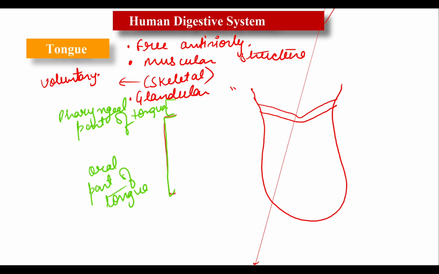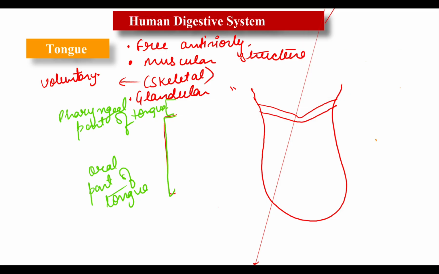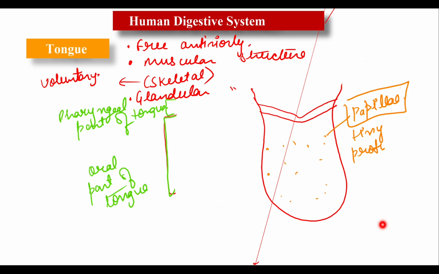Now, on the upper surface of the tongue, there are some structures present. What type of structures? Very tiny protuberances. These are known as papillae. So what are papillae? These are tiny protuberances on the surface of the tongue.